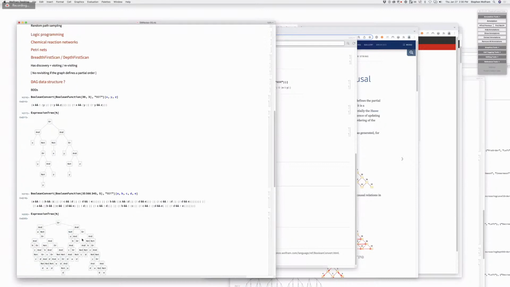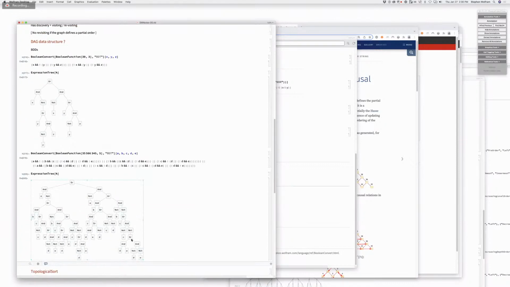But here's the thing to remember. With n variables, there are n factorial possible orderings. Yes. So if you change the ordering, you might get something that's dramatically smaller or bigger.